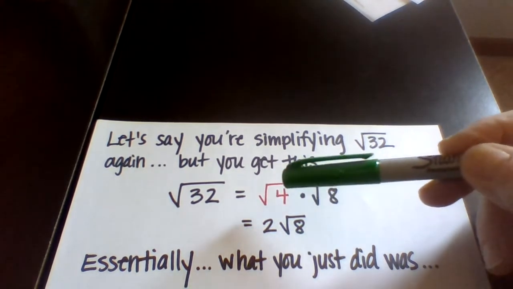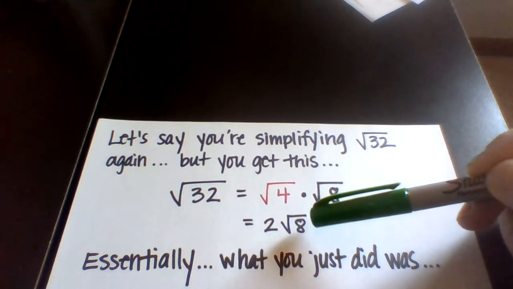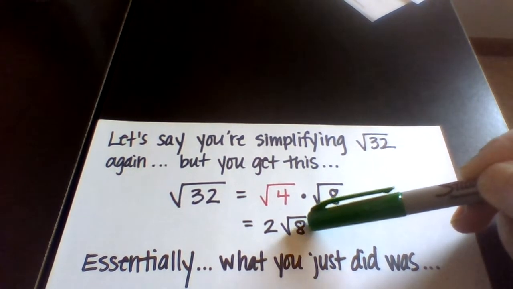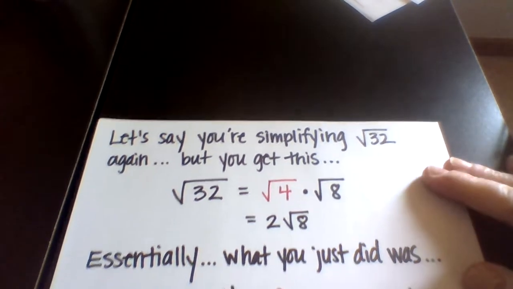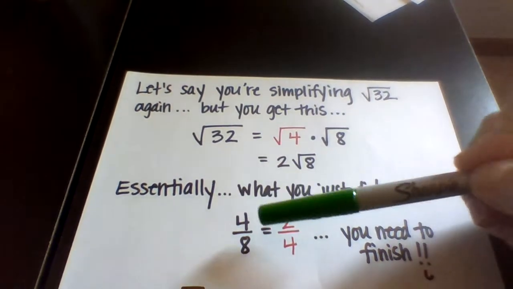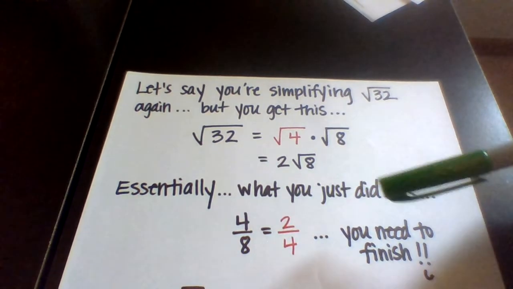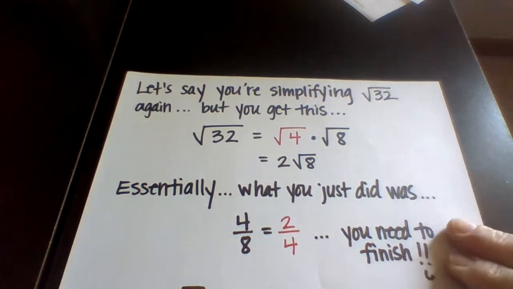It's just when you look at 2 the square root of 8, there's still a perfect square number that goes into the square root of 8. So essentially what you just did was you did 4/8 to 2/4. You reduced 4/8 to 2/4. Great. You're just not done yet. So let's finish this work.